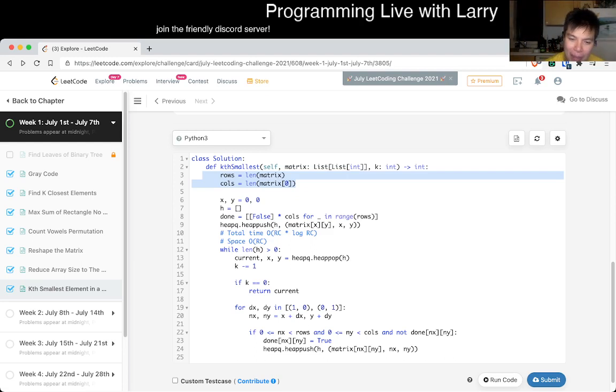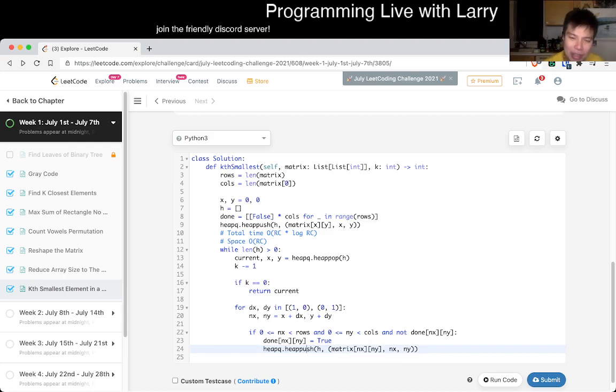For every time we pop, we subtract 1 to see if it's the number that we need to return. If it's not, then we either go down or to the right, and then we check that it's still within the bounds and that we haven't already done it. And if we haven't done it, then we set it to true, and then we add it to the heap to be popped later in the future.